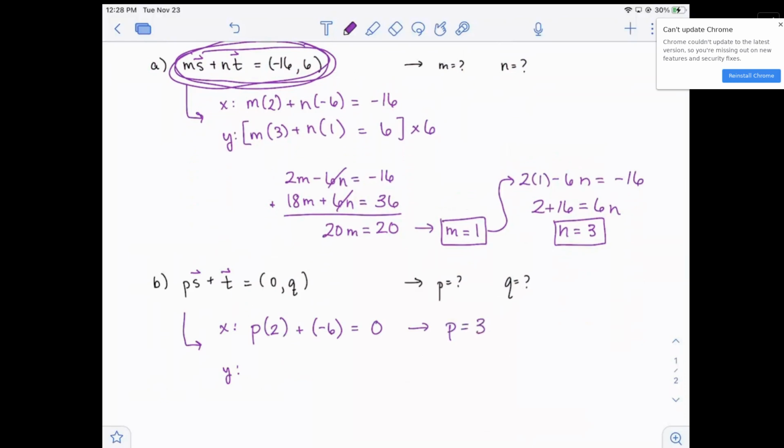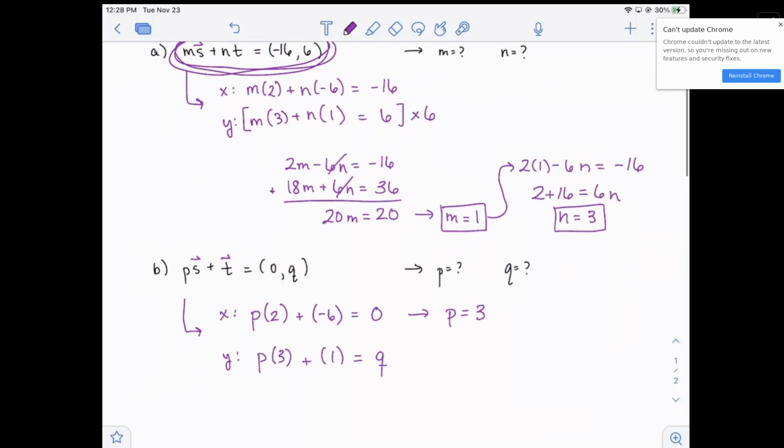And then the y version of the equation would be p times the y component of s, which is 3, plus the y component of t, which is 1, equals q. And here we can plug in the fact that we know p is equal to 3 because we already used the x version of the equation to get that. So then we know that q is equal to 3 times 3 plus 1, so 10. So now we know p is 3, and we know that q is 10. So that's how you would solve these vector equations.